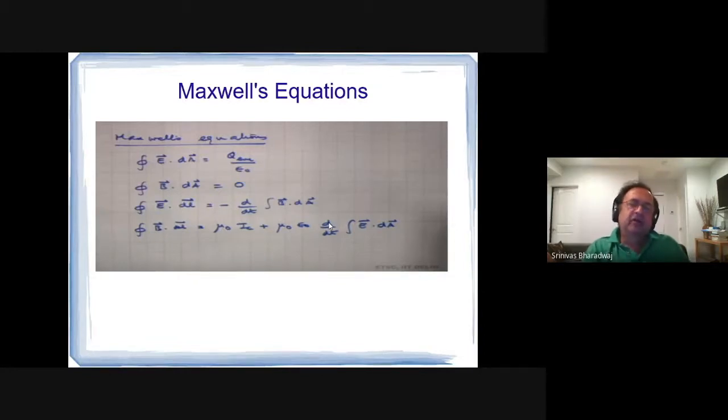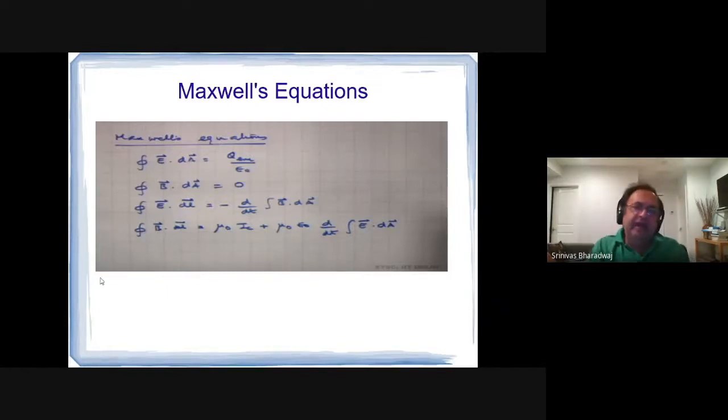Maxwell's equations normally, when they are quoted, are not quoted in this form with these closed integrals on one side. Maxwell's equations are usually written in this form: del dot E equals Q by epsilon, del dot B equals 0, del cross E equals minus B dot, del cross H equals mu naught I, and H of course includes the displacement current. Or del cross B equals mu naught I plus mu naught epsilon naught d phi by dt.